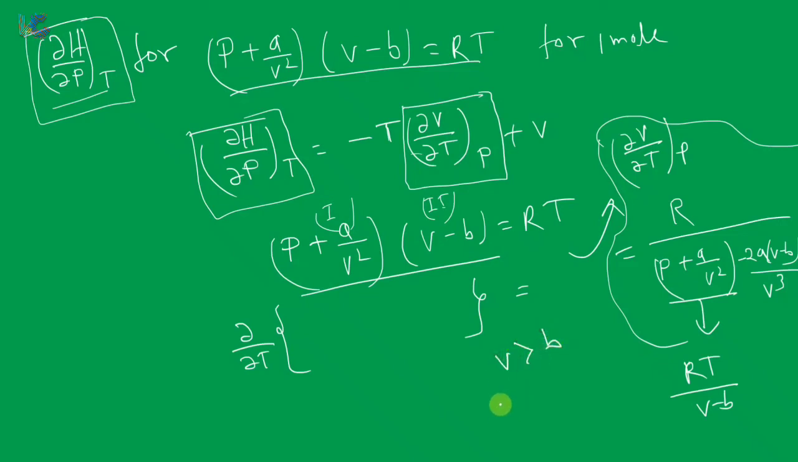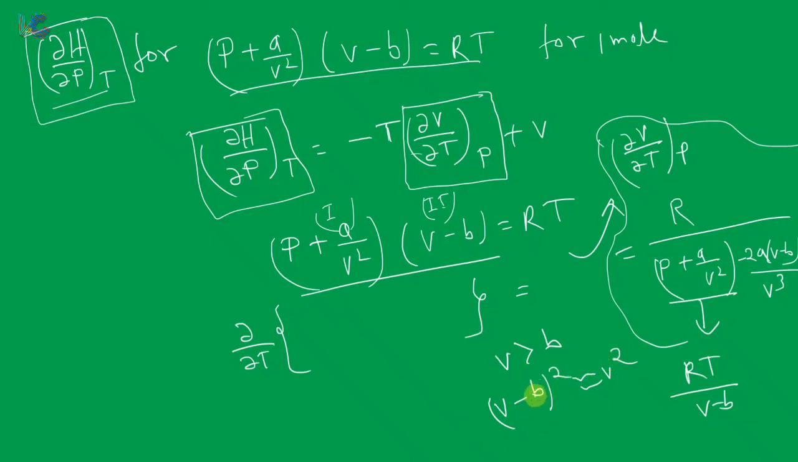So what you can write from here, that v minus b whole square, you can write it as v square. So when you are doing this, you will get this term v minus b whole square, then you have to replace this v minus b whole square as v square. If you do this, then the equation that you will get will be simplified.